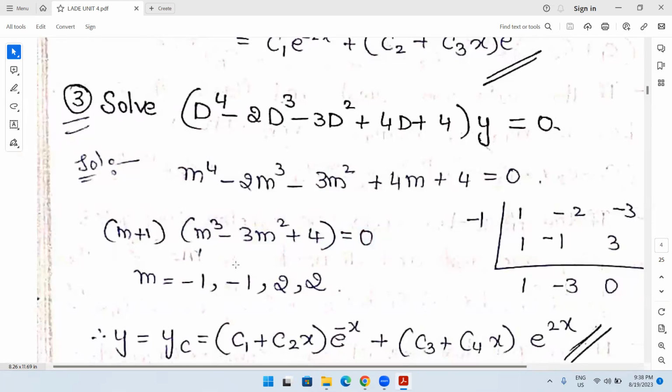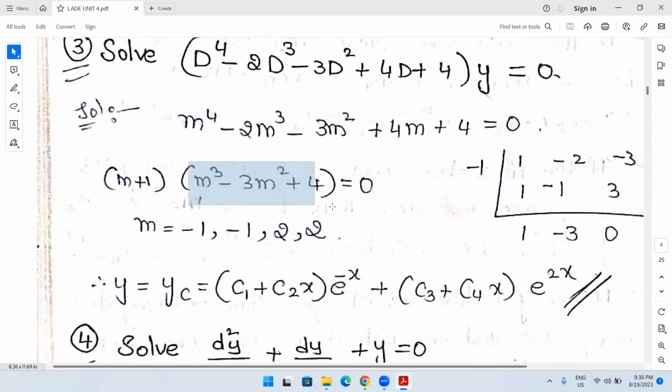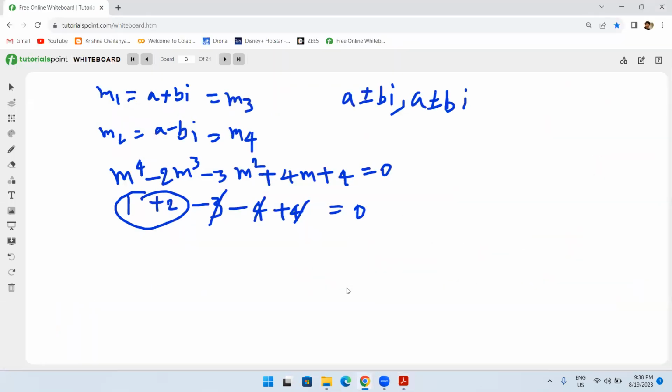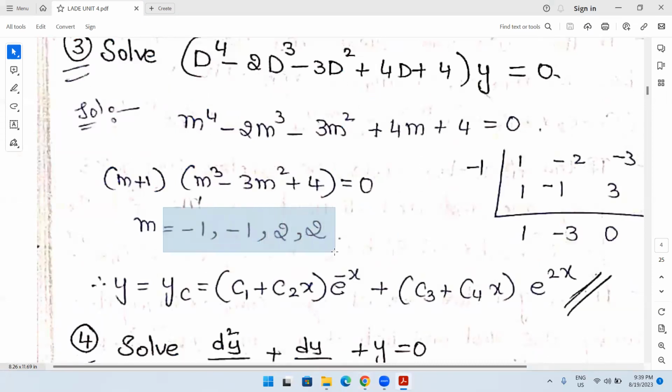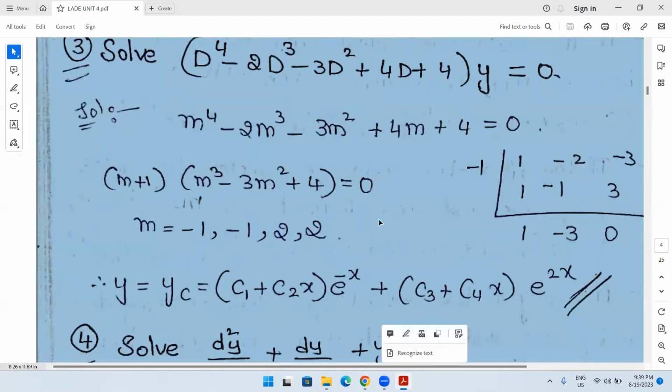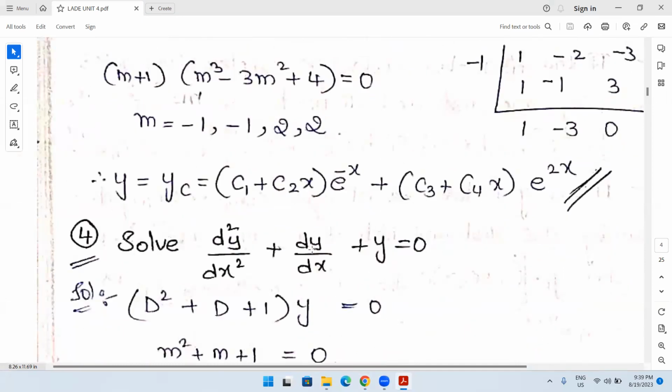Whenever we find the roots in calculators, we get only minus 1, 2 in the calculator. So the second one will be repeated. So we get minus 1, 2, 2. Here, this problem comes under repeated roots. Roots repeated 2 times. Okay. So minus 1, minus 1.